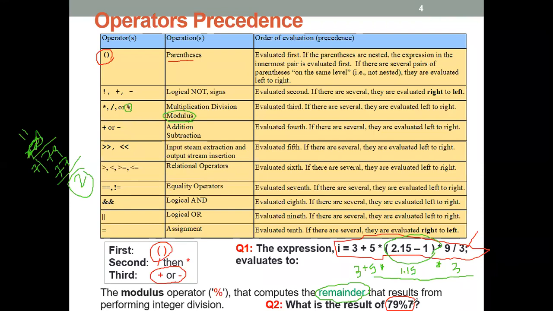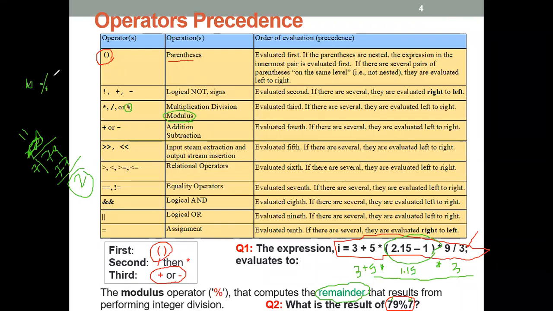This is called the modulus. Okay, so please note this. Not 2 modulus 11, but 11 modulus 2. The bigger number must be in front, at the beginning, and the smaller number must be at the end. For example, let's say 10 modulus 2.